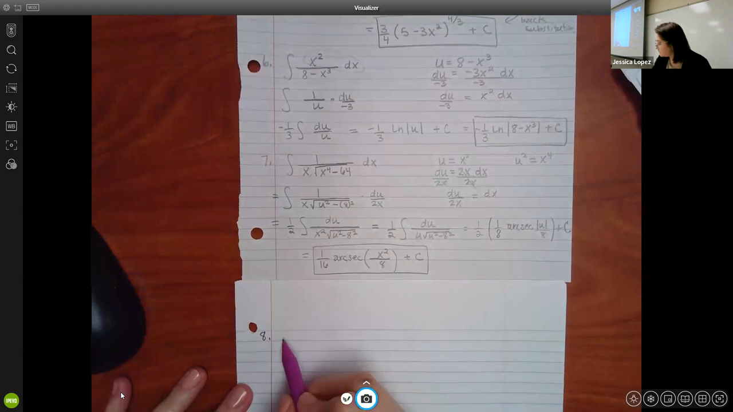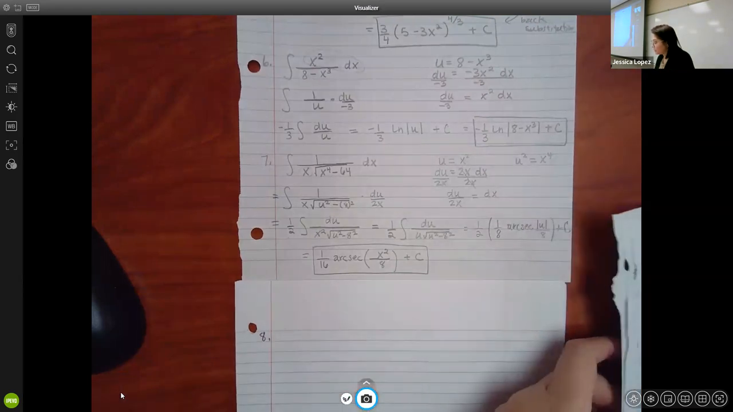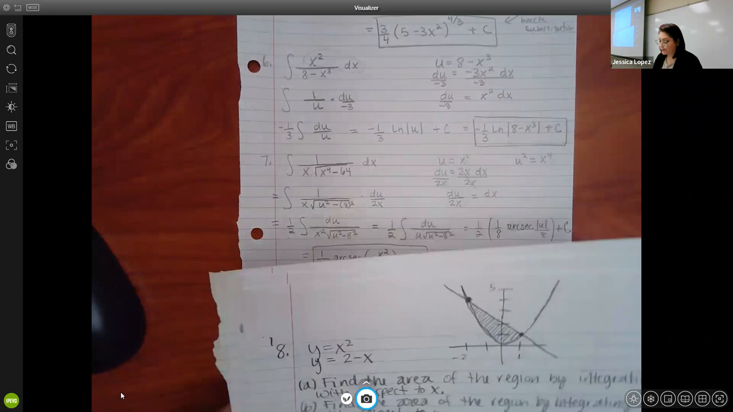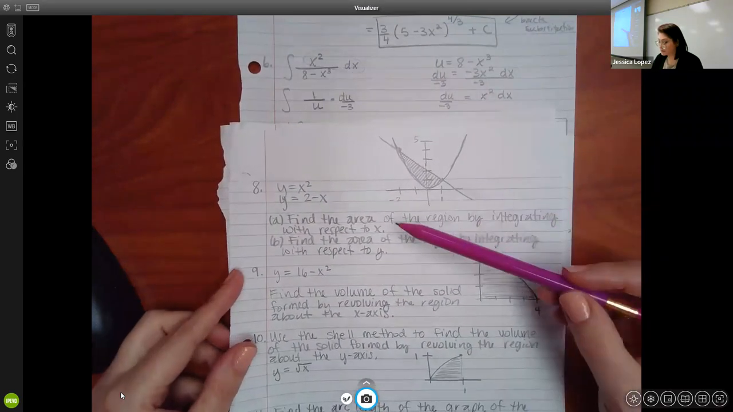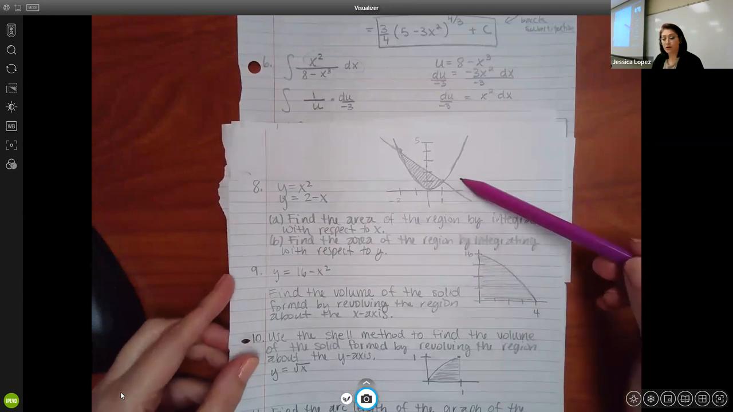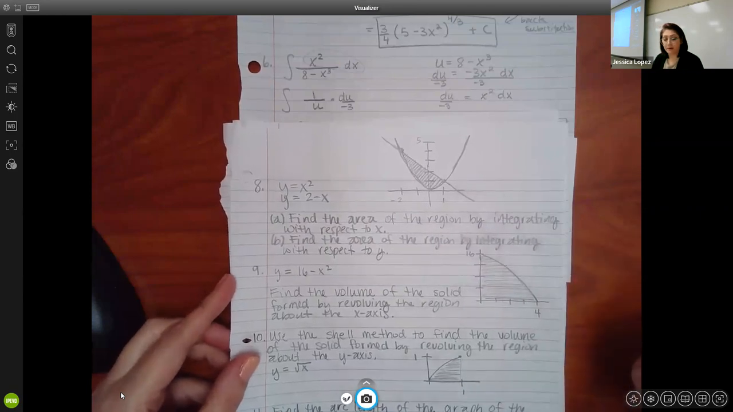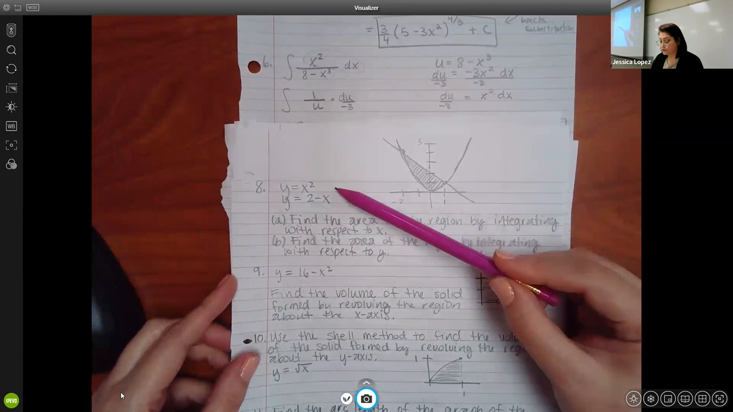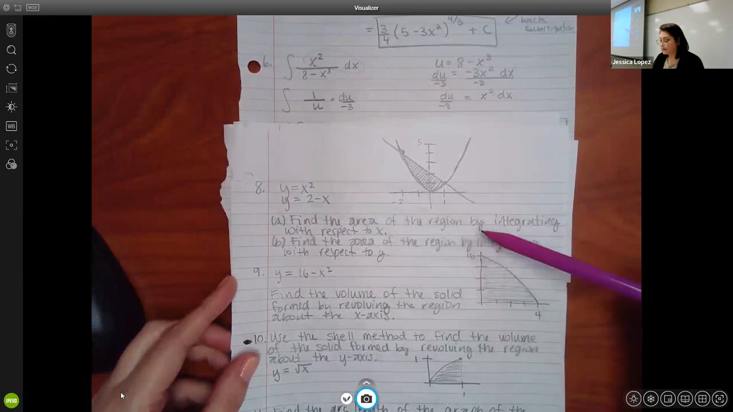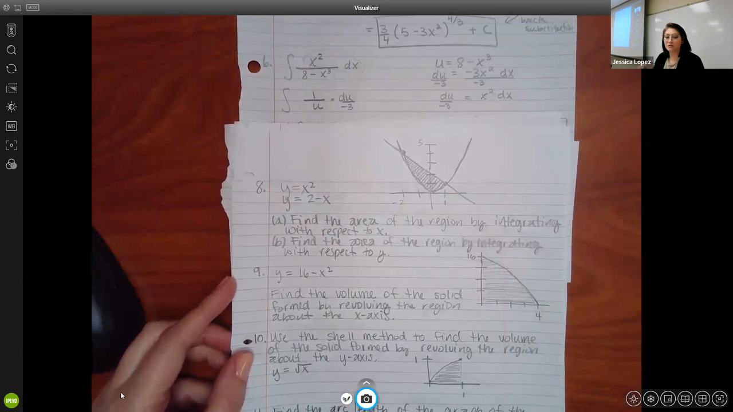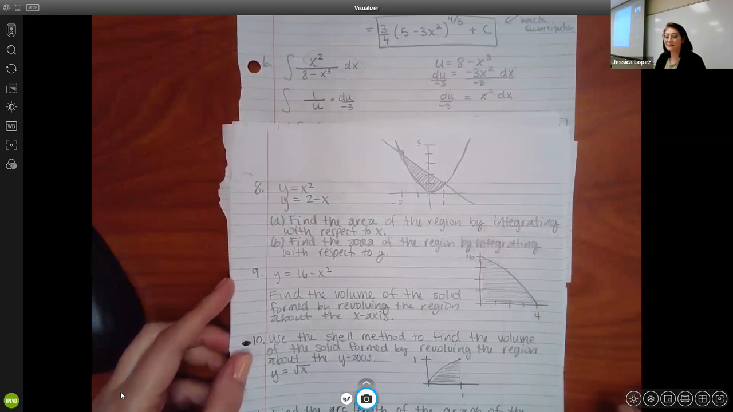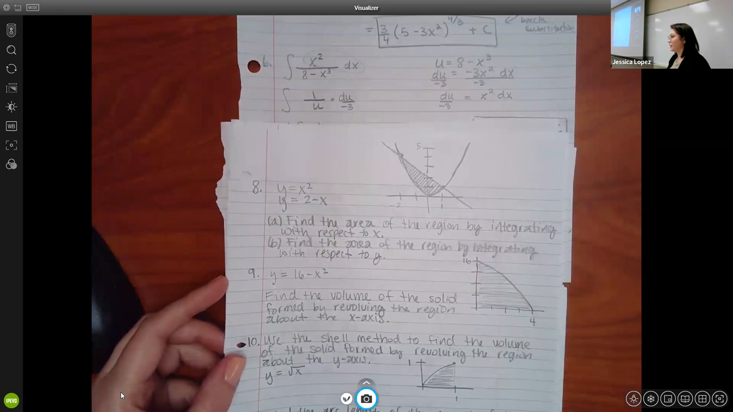So this problem, I'll show it to you over here, but I'm going to end up redrawing it twice, because this number 8 has two parts. They give me the graph, which I'll recreate twice on my paper. And they give me the functions, and then they tell me to find the area, but in two different ways, okay? One of them says to do integrating with respect to x, and the other one says do it with respect to y.